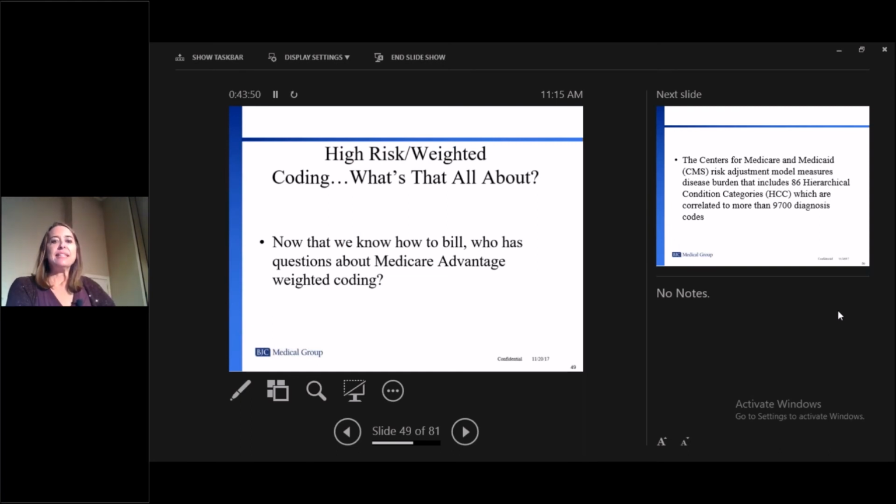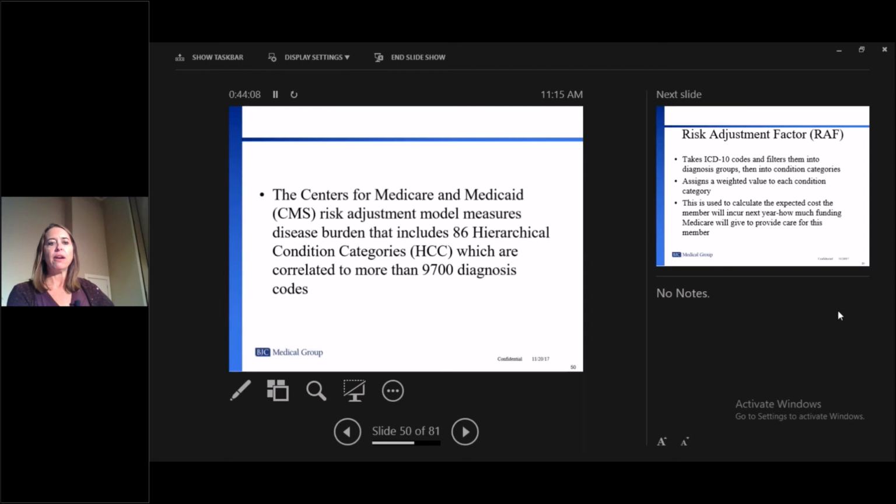So the next thing I want to talk to you about is high risk weighting and coding, and what's that about? We've all heard of the HCC codes and our RAF scores, and I think it's really important for us to understand what that is. This goes along with our Medicare Advantage programs, and Medicare CMS has taken 70,000 diagnoses that are in the ICD-10 book and decided that 9,700 of those codes are worth counting as far as making an increased risk to our patient population. And then out of those 9,700, they've blocked those down to 86 conditions that they feel are going to be worth mentioning.